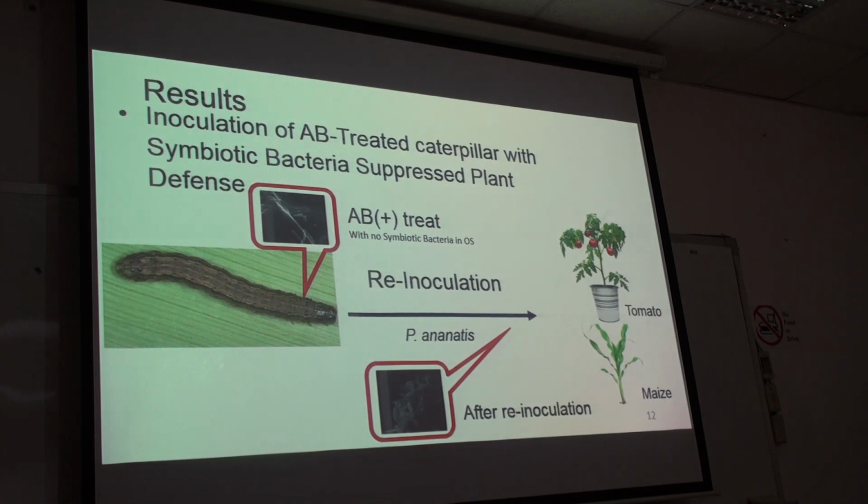To see whether Pantoea ananatis is the bacterium that suppresses plant defense, the scientists do a re-inoculation in AB plus treatment caterpillars. After re-inoculation, the caterpillar's oral secretion will have an abundance of bacteria in it, and the scientists use the caterpillar to feed on tomato and maize.